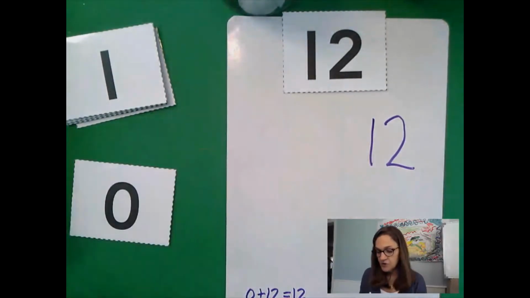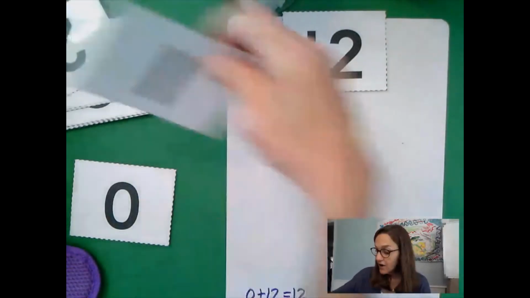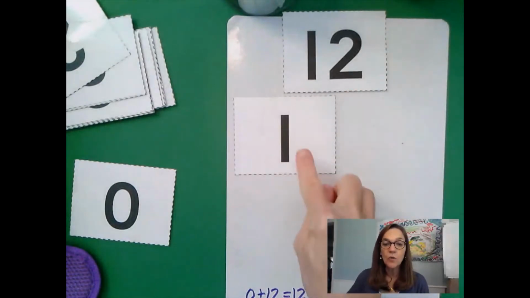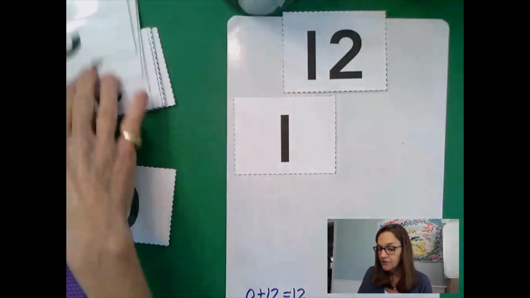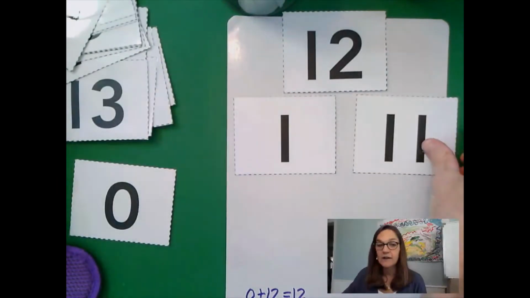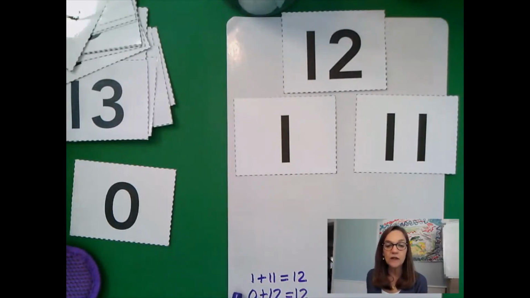Okay, I could trade out the 0 for a 1. And if I have a 1 and a 12, well, 1 plus what equals 12? 1 plus 11 equals 12. You can make this list right here of the addition sums to 12, and you could do it in your journal, in the math part of your journal.